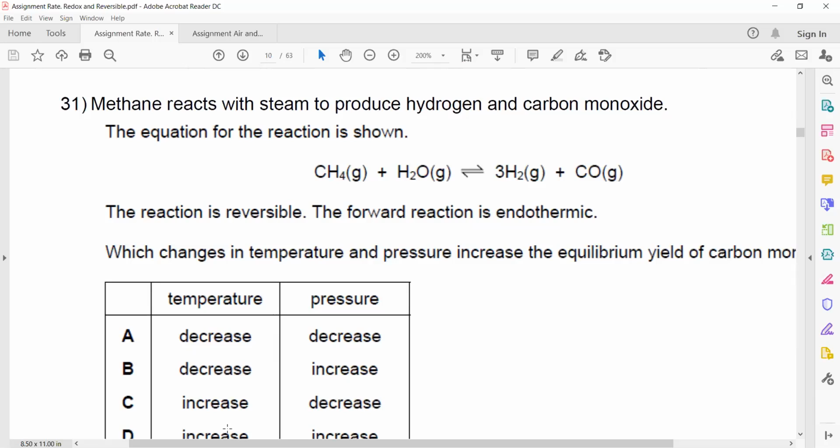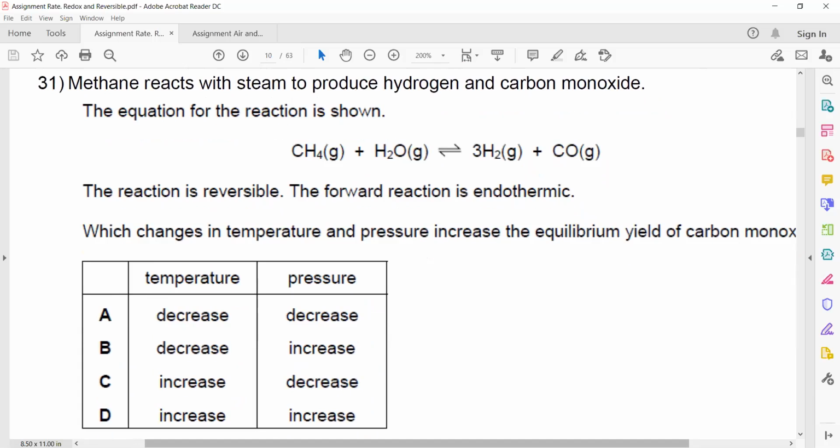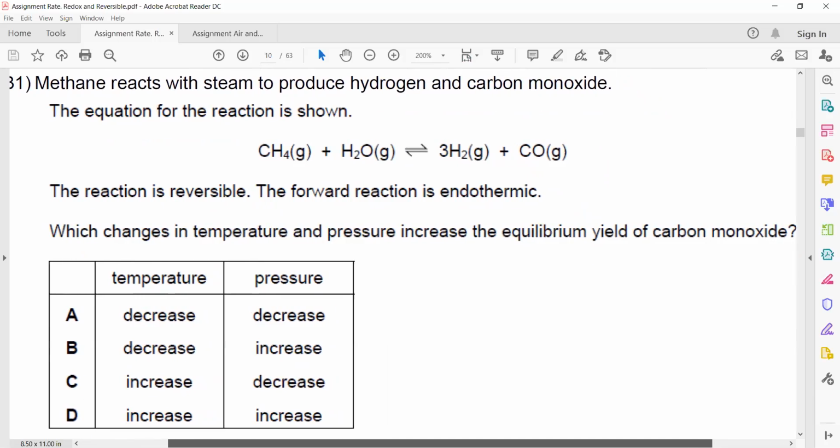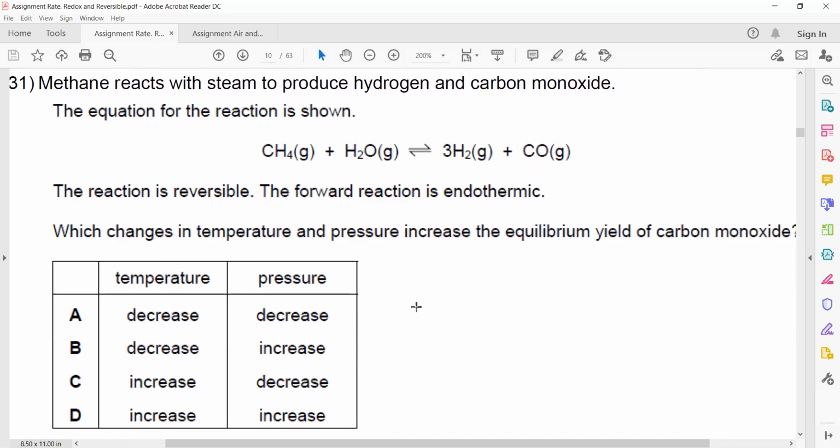Question 31, what's the right answer? The forward reaction is endothermic.